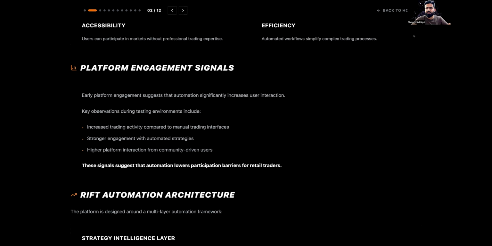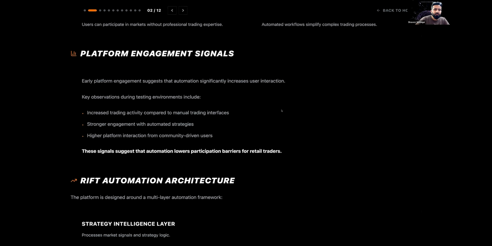These are not the trade signals I'm talking about. These are the signals that we observed when we engaged with the platform with a couple of users. We tested the platform with a bunch of users, testers, tech developers. We understood that automation significantly increases user interaction.